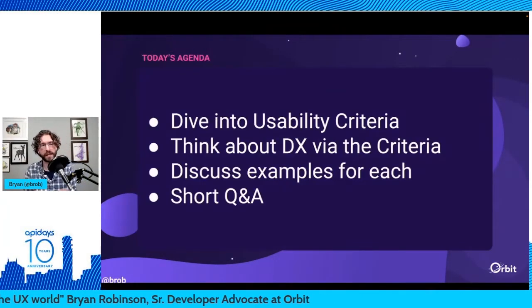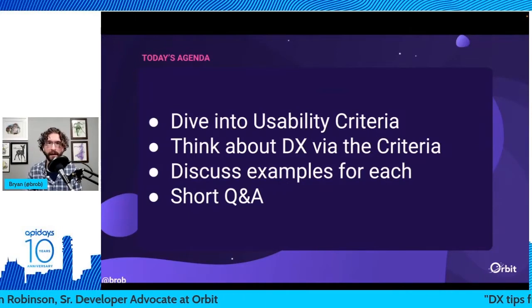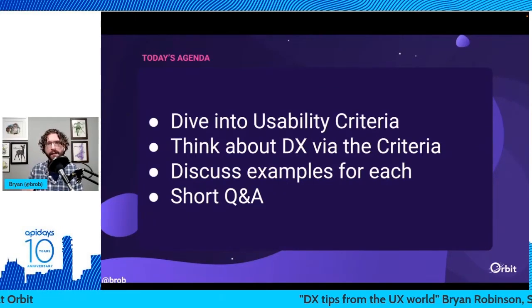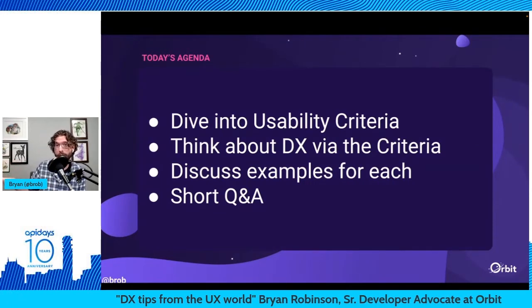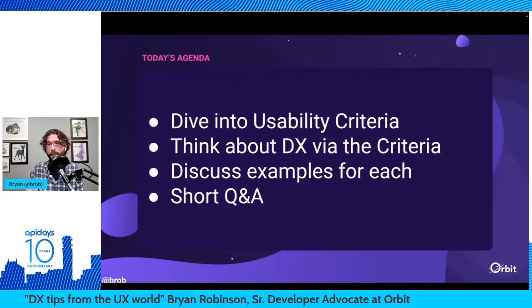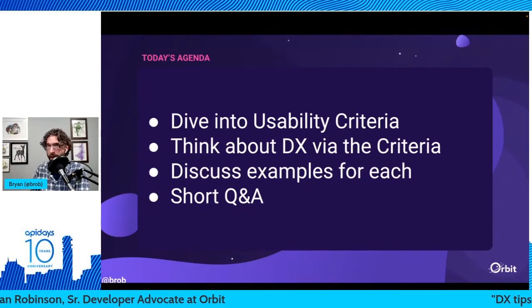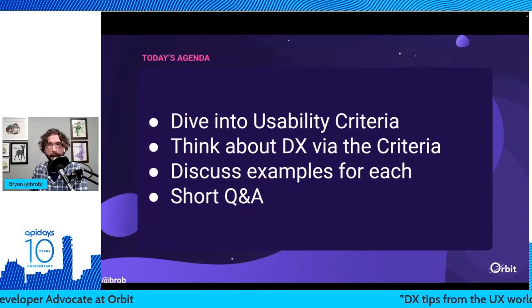So today's agenda, we're going to dive into the usability criteria, all 5 of them. We're going to think about what that means in terms of DX. And then we're going to discuss a couple examples of each one. I don't think we're going to have time for a short Q&A, but you can hit me up on Twitter at BRob, B-R-O-B, and you can ask me any questions you've got. I'm perfectly happy to answer. So we're going to dive in and sprint through this with the amount of time that we've got.